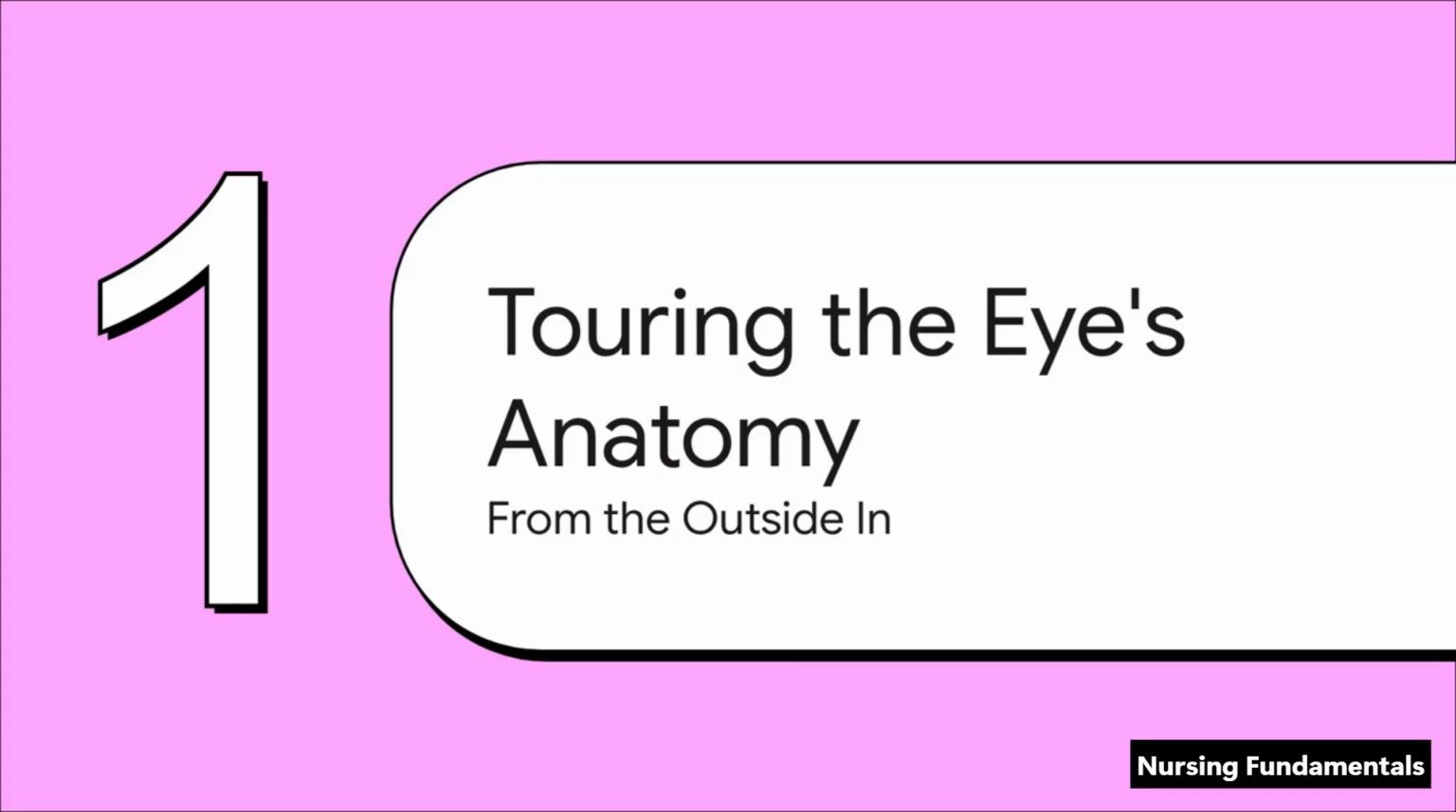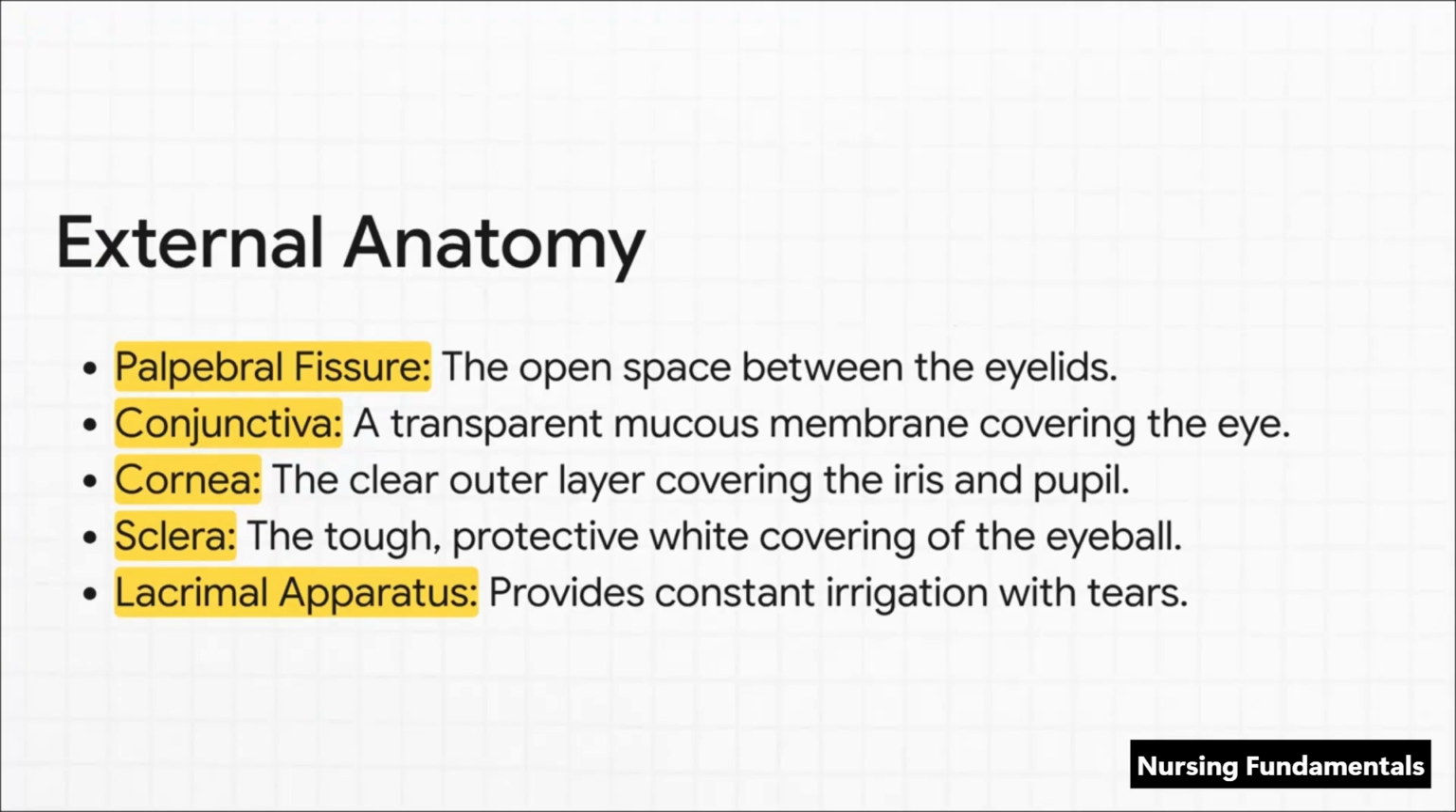Okay, first up, a tour of the eye's anatomy from the outside in. Look, you've got to know the map before you can explore the territory, right? Nailing these structures is the foundation for everything else. It's how you'll know what looks right and, crucially, what looks wrong. So when you first look at someone's eye, what you're seeing is basically a protective shell. Everything here is designed for defense.